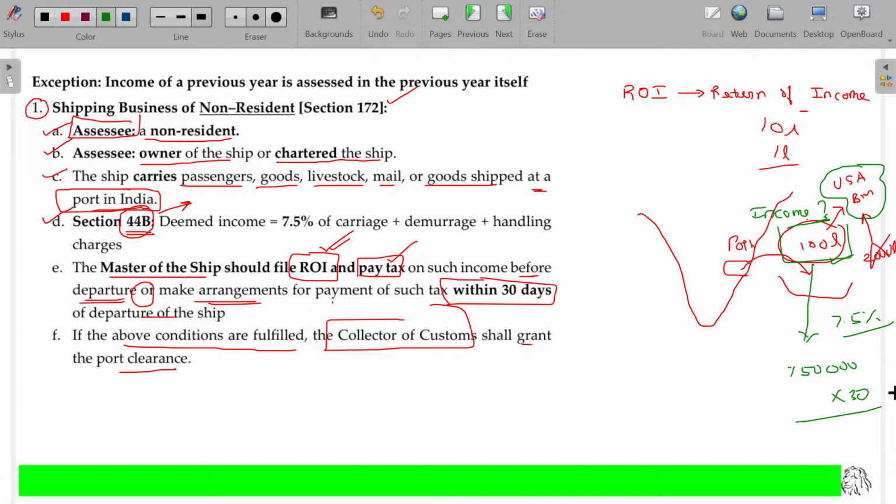Don't panic. Whatever the collection you do, I assume only 7.5% is your income. For that income, you pay the tax. This is called presumptive income. That special right is given under section 44B. So, deemed income, that is named as deemed income. This 7.5 lakhs will be considered as deemed income.